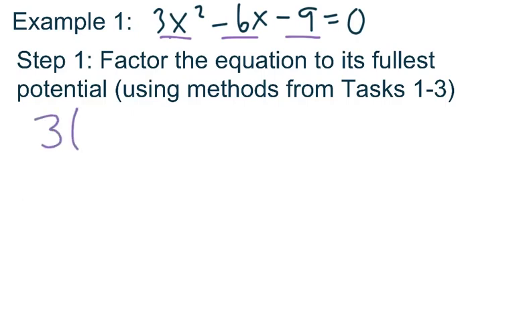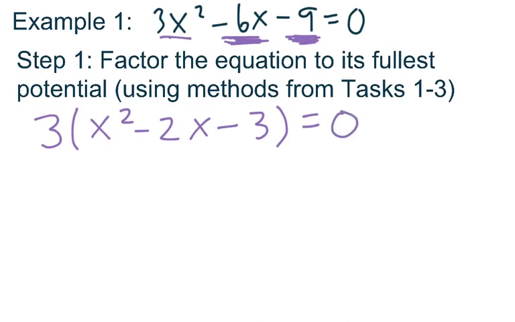So we're going to put that on the outside. And now we're doing reverse distributive. So 3 times what gives us 3x squared? Well, x squared. 3 times what gives us negative 6x? Negative 2x. And finally, 3 times what gives us negative 9? Negative 3. Remember the equal 0 is still there, the surprise smiley face.